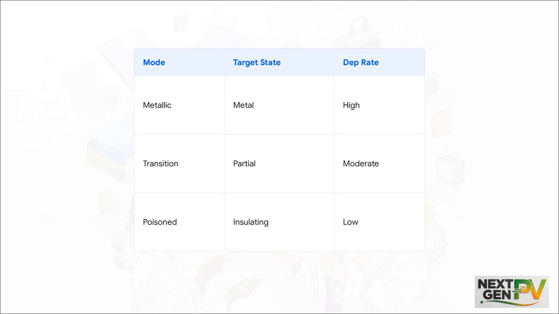But, and this is a big but, if you pump in too much reactive gas, you hit the dreaded poisoned mode. In this state, the reactive gas doesn't just bond where you want it to on the substrate. It actually reacts with the source target itself, coating it in an insulating compound layer. And when that happens, your target effectively stops conducting electricity, your deposition rate basically plummets to zero, and the entire system suffers from severe instability.